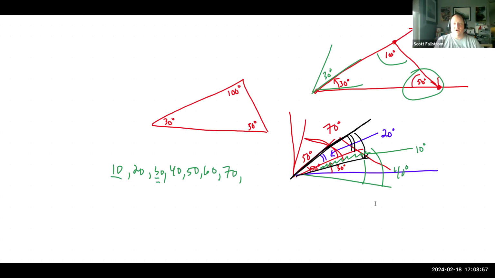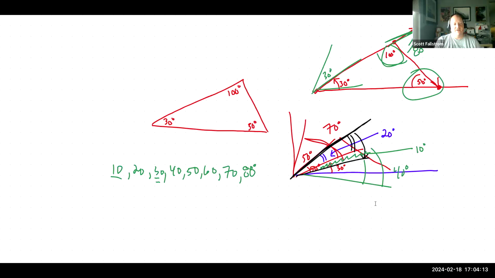You can build an 80. Why? Because look at your 100. Your 100, the line continues. This angle next to it has to be 80 because they're supplemental. Or do the 30 plus the 50. Line up a 30, put a 50 down. Could you do a 90? You could do a 90.